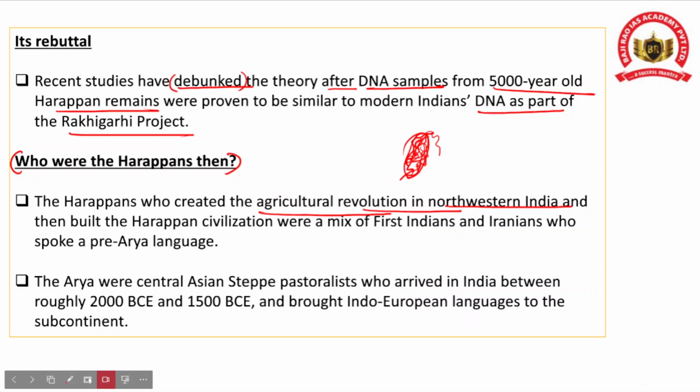Now, after writing this answer, whatever you have mentioned in the body part, just summarize this in the conclusion: the Aryan invasion theory still remains a hypothesis, and there is no clear evidence to prove that an Aryan invasion took place. Therefore, there is a need for a comprehensive study in this regard. However, the evidence shows that modern Indians have genetic similarities with people who used to live in the Harappan civilization. So this is how you can conclude this answer.